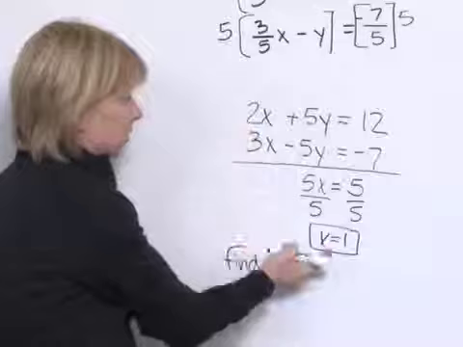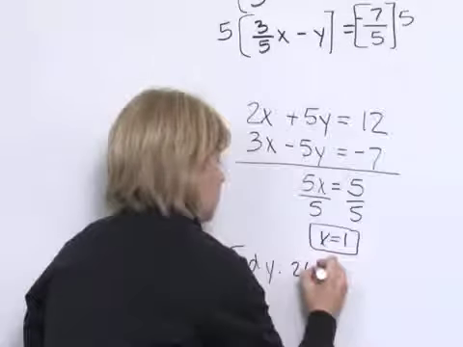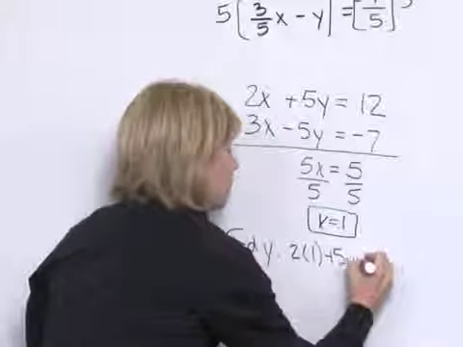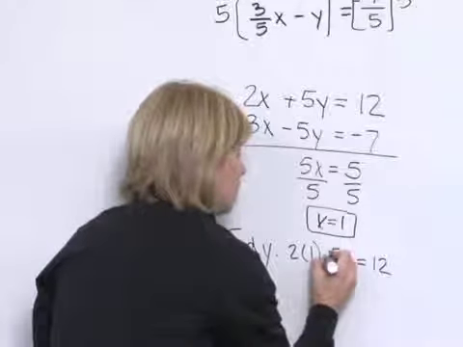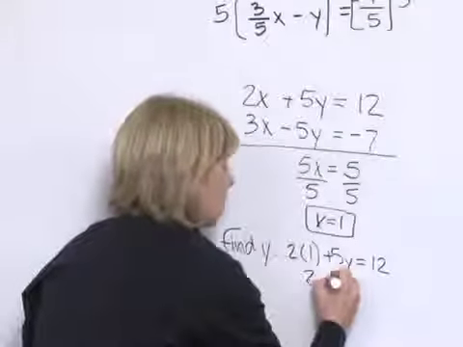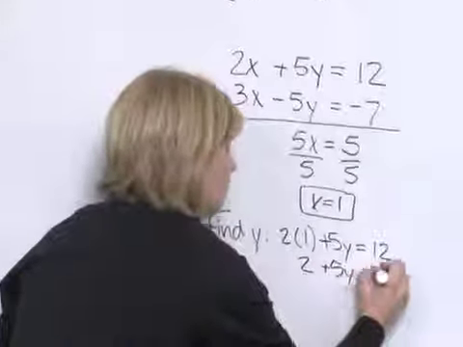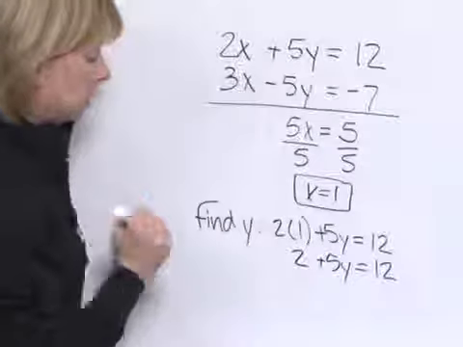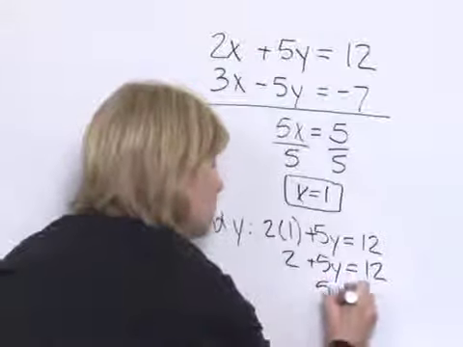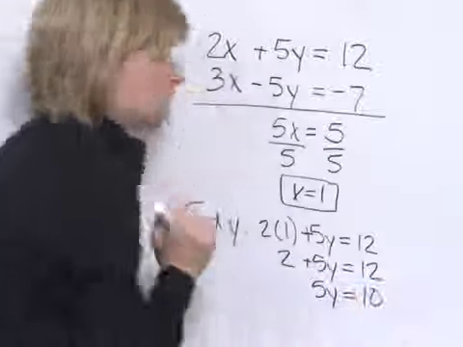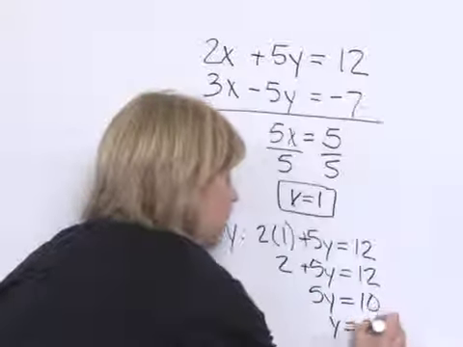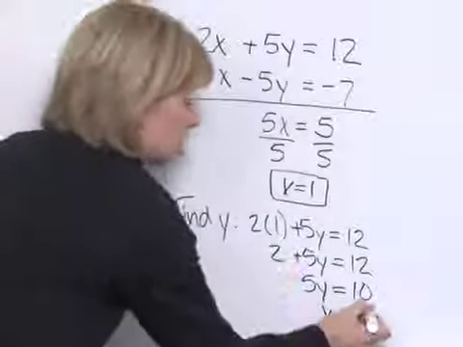So I'll have 2 times 1 plus 5y equals 12. This is 2 plus 5y equals 12. We can subtract 2, giving us 5y equals 10. And finally, dividing by 5 gives us y equals 2.